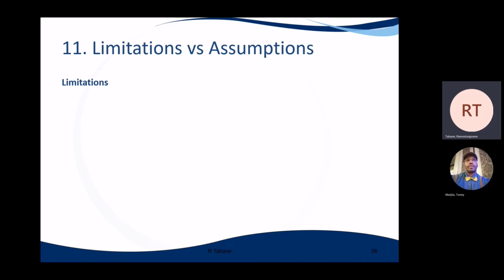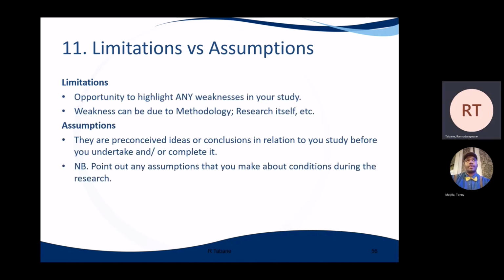Limitations and assumptions, there's a difference. Of course, I see limitations as opportunities to highlight any weakness in your study. And my take is the moment you can see a weakness, make sure that you nip it so that your study can be stronger. So weakness of studies can be in methodology, like we indicated there, an example of a purpose statement of all high school and a question that does not speak to that. It's a methodological flaw, that one, right?